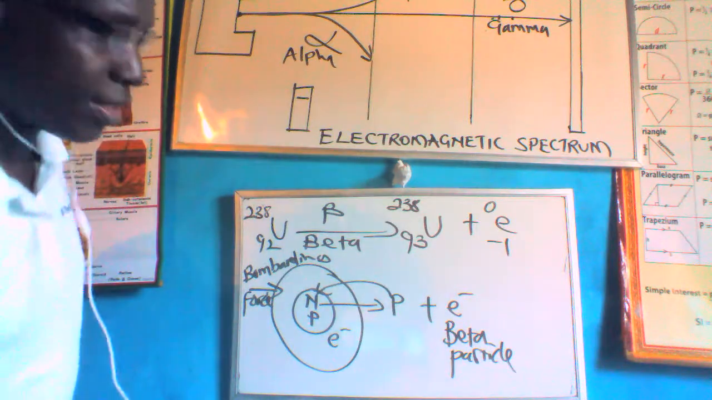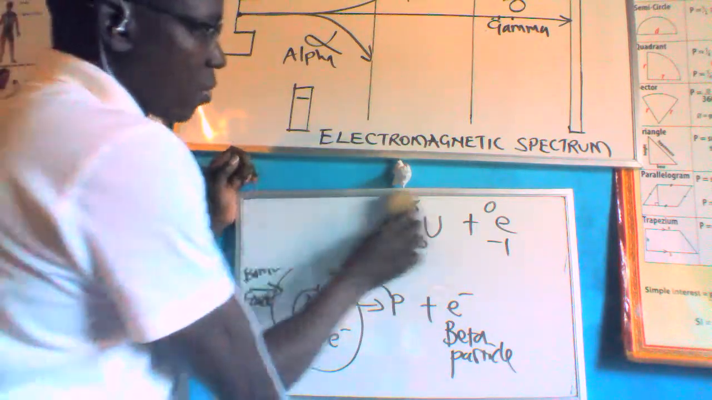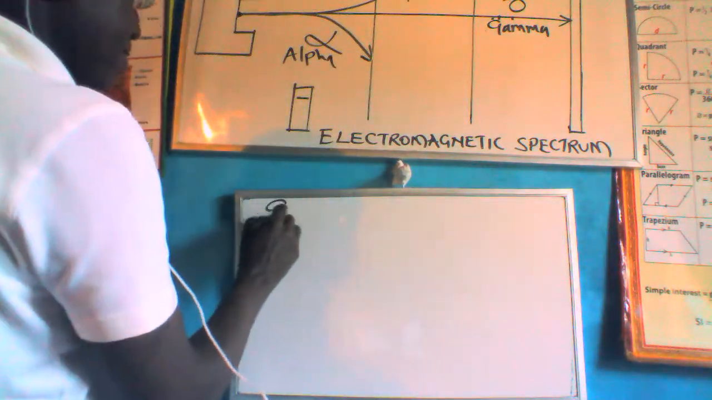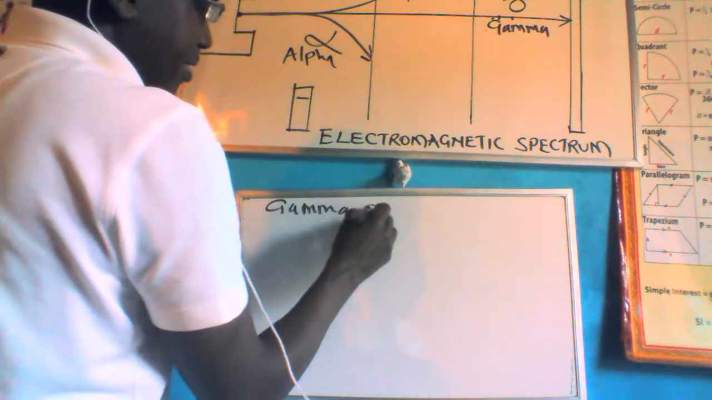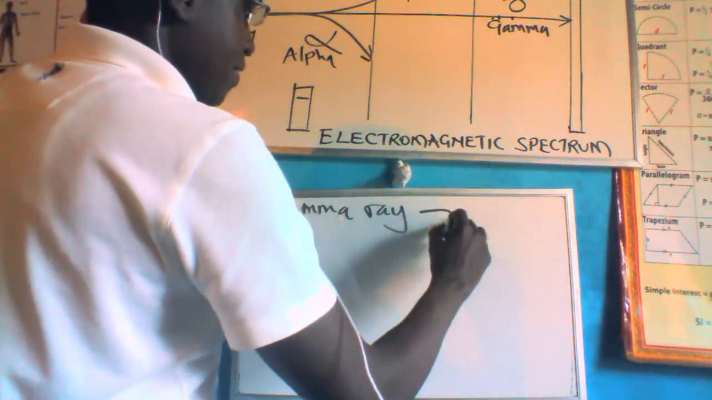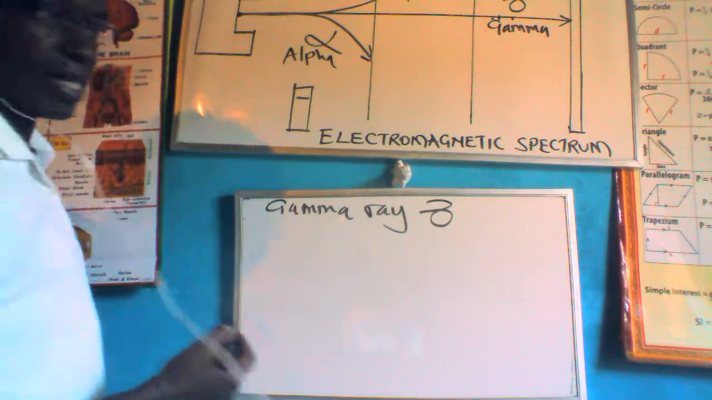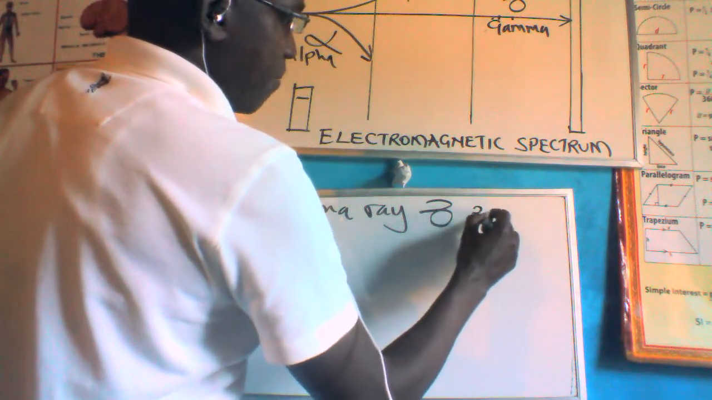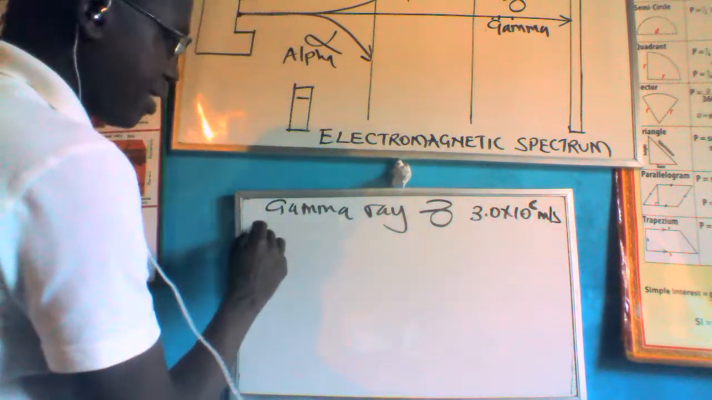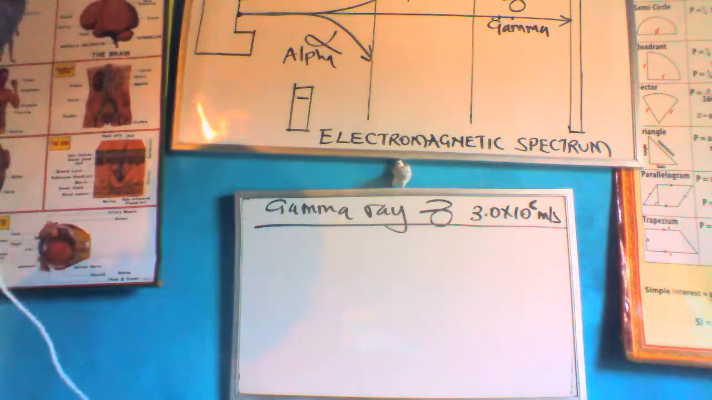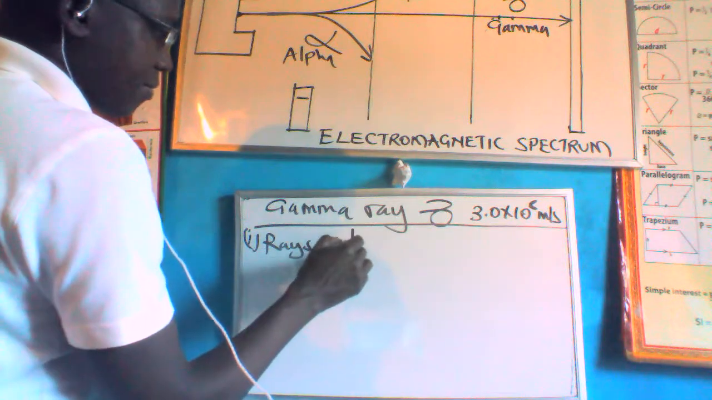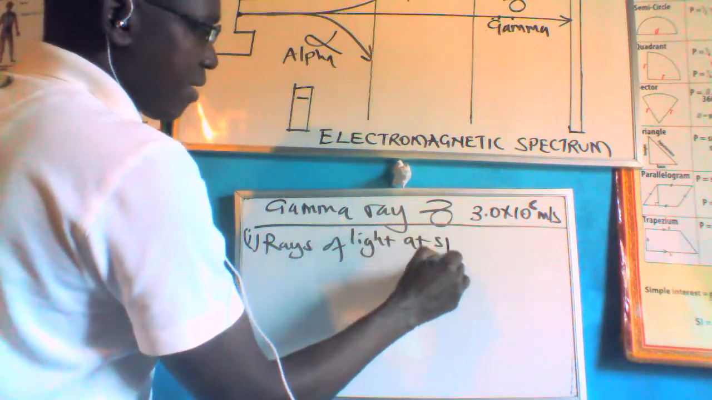Next, I would want us to look, in a brief way also, at what is referred to as the gamma ray. When you look at the gamma ray, as I say, these are rays of light moving at the speed of light. They are represented by an inverted epsilon. So they move at 3.0 times 10 to power 8 meters per second, which is basically the speed of light. So number one, the gamma rays are rays of light at the speed of light.